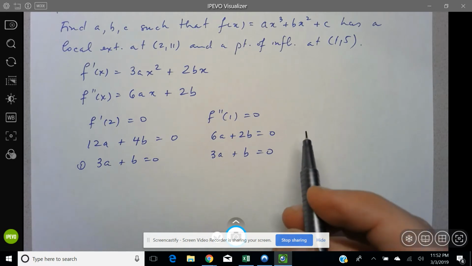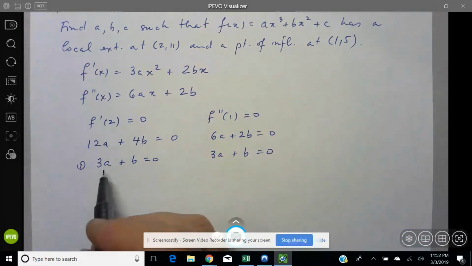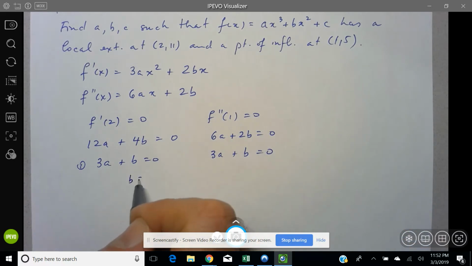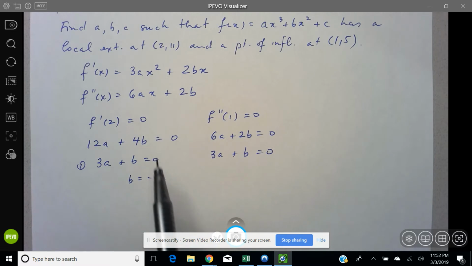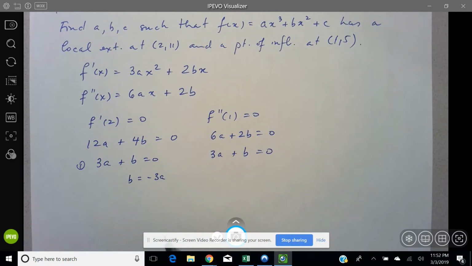All right, but with this equation here, I can simplify things because I can write b equal negative 3a. So that means when I create my equations with these 2 points, I can just replace b with negative 3a. All right, so let's do that. Let's try to create another equation here.